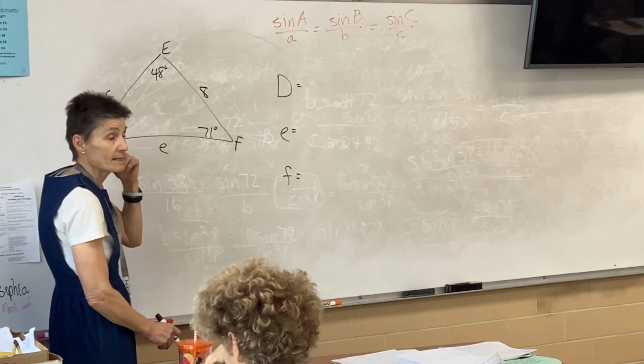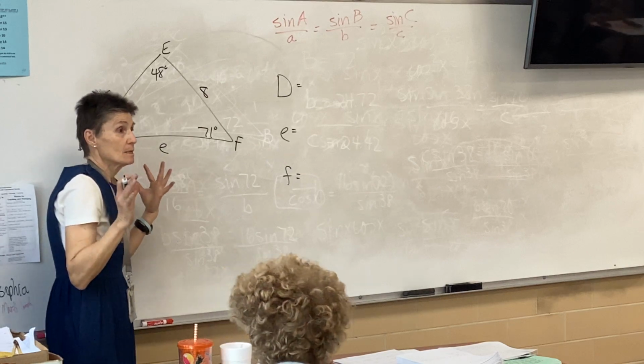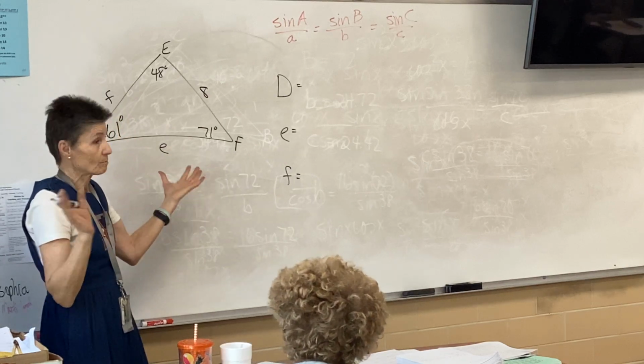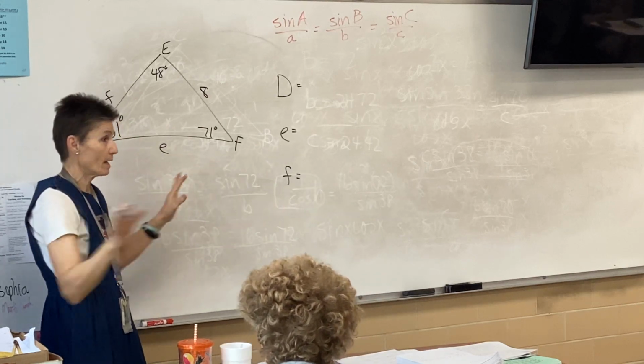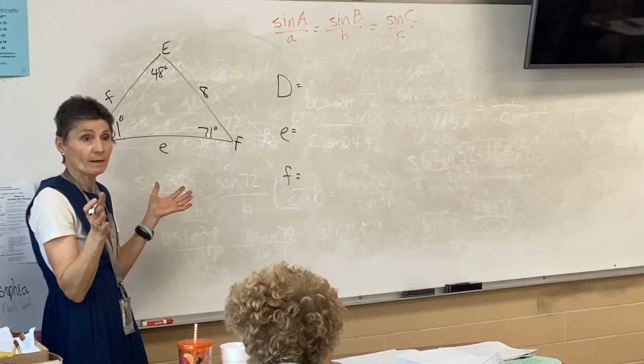This 61? Yep. Remember, you have a calculator for everything. So, all this, total calculator. Everything's calculator. So everybody good with 61?